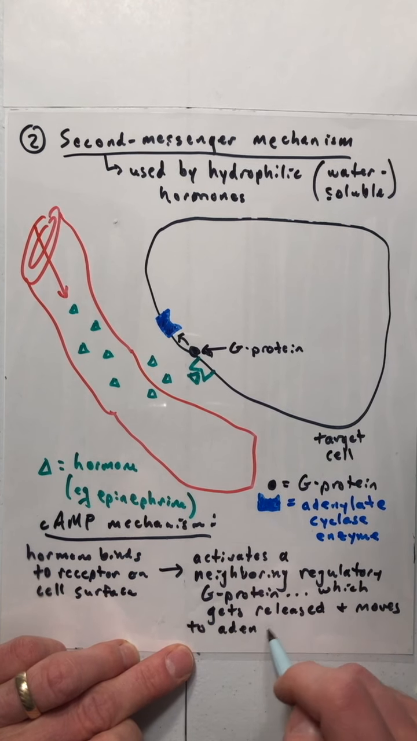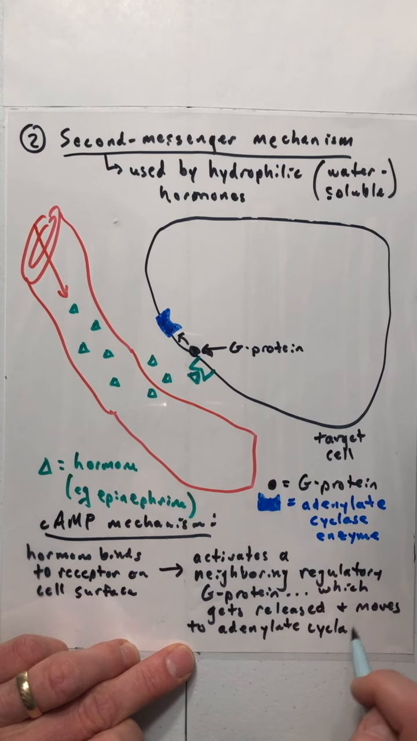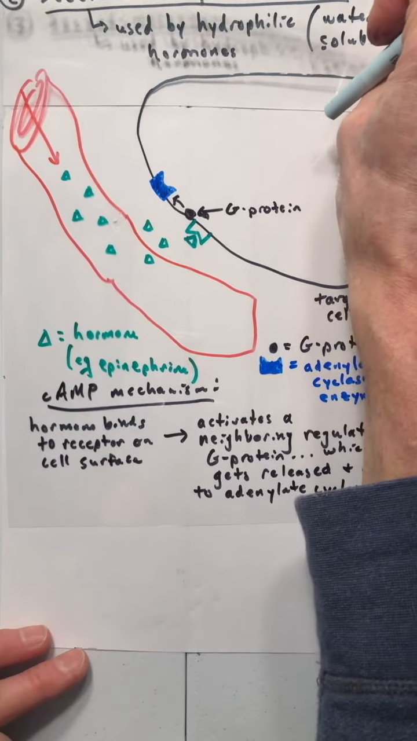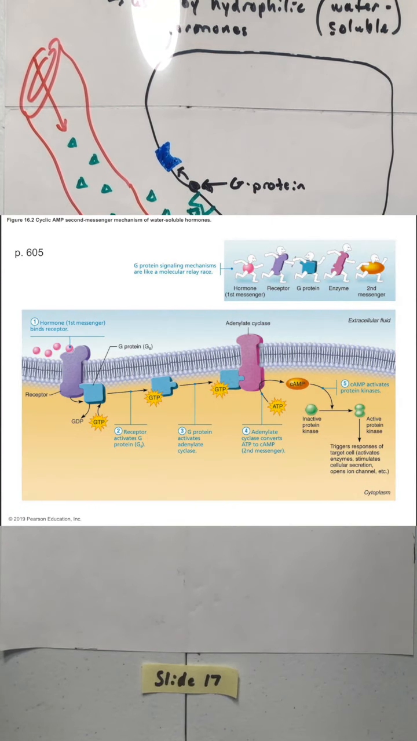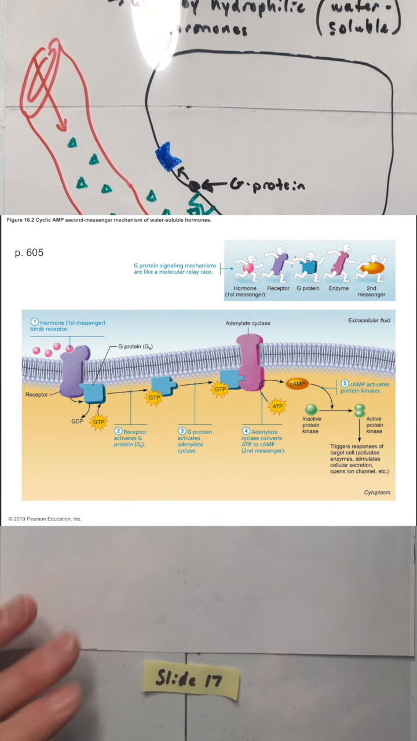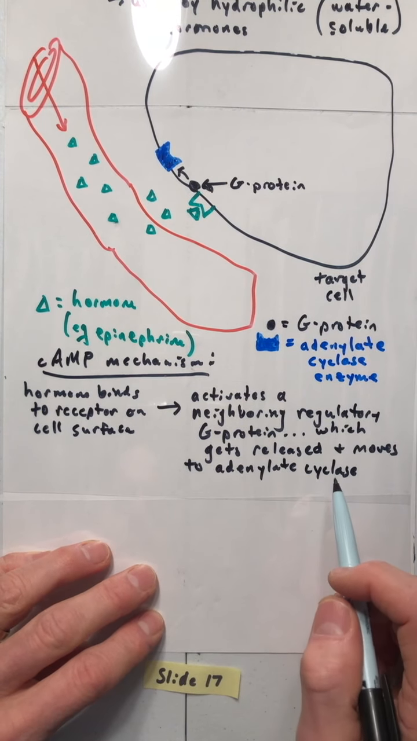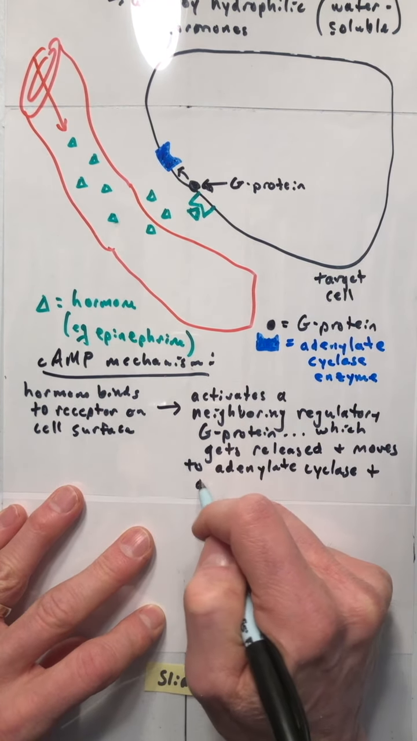In the membrane there. Okay? So that adenylate cyclase enzyme then gets activated. The binding of the G protein to it activates that adenylate cyclase enzyme. And then, by the way, in slide number 17, the adenylate cyclase is shown in sort of a pinkish purple color in that drawing. Okay? But anyway, the G protein gets released, moves to adenylate cyclase, and activates it.